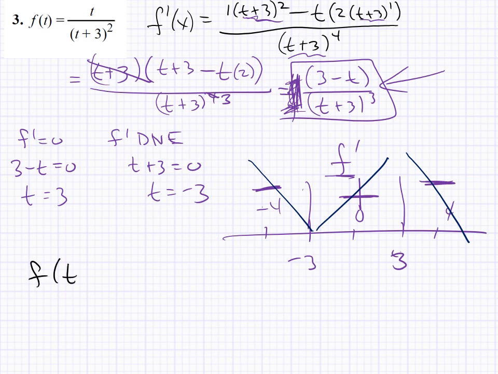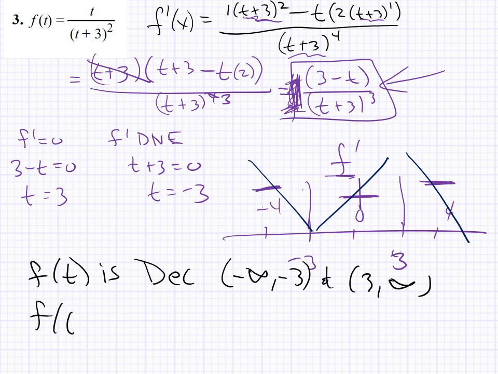F of t is decreasing from negative infinity to negative 3 and from 3 to infinity. F of t is increasing from negative 3 to 3.